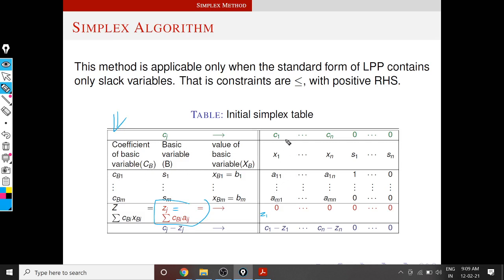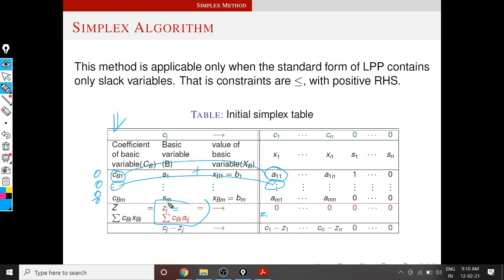Suppose we are going to find Z1. Z1 corresponds to x1. So how do we find Z1? You take the first cost multiplied with the first entry in this column plus the second cost into the second entry in this column, like that. That's why sigma CBi aij. That is the value of Z1. Similarly, you can calculate Z2. The cost stays the same, only the column differs with respect to the variable. So you can evaluate Z1, Z2, etc. Initially all the Zj are 0 because initially the costs, which are the costs of the slack variables, are always 0.